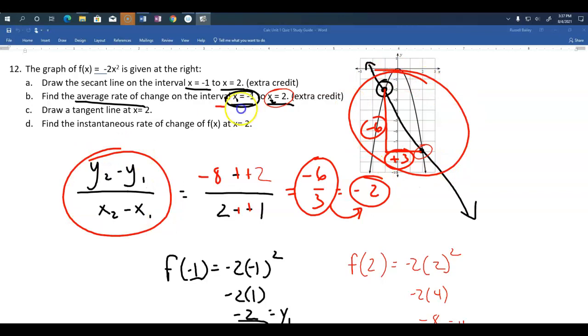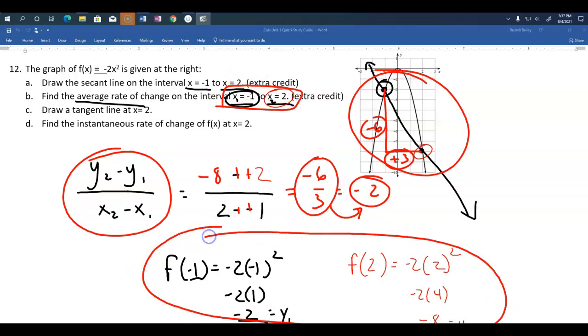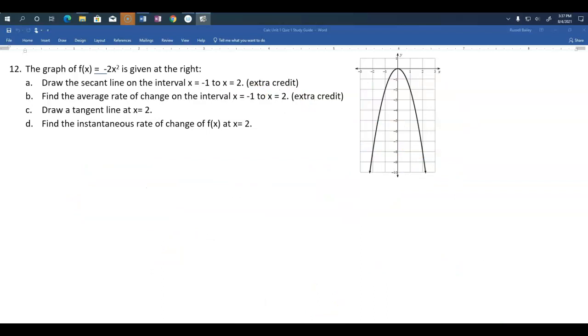So you can use the formula, or you can use the graph. The trick is they give you the x values, but you have to find the y values yourself by plugging it into the function, or by just looking at the graph. Okay, so part A and B are extra credit because we didn't actually do any of those in class, but there you go.